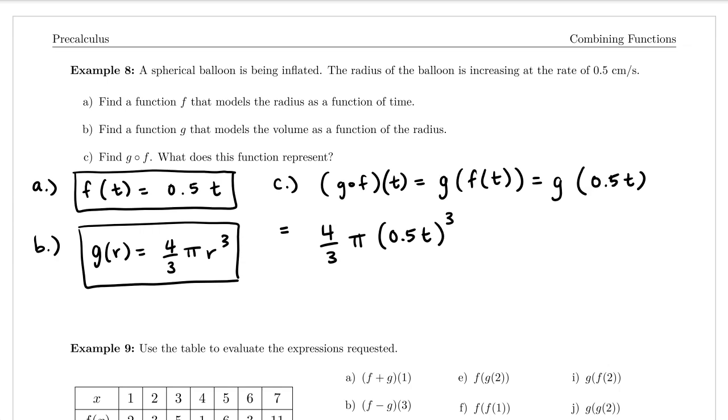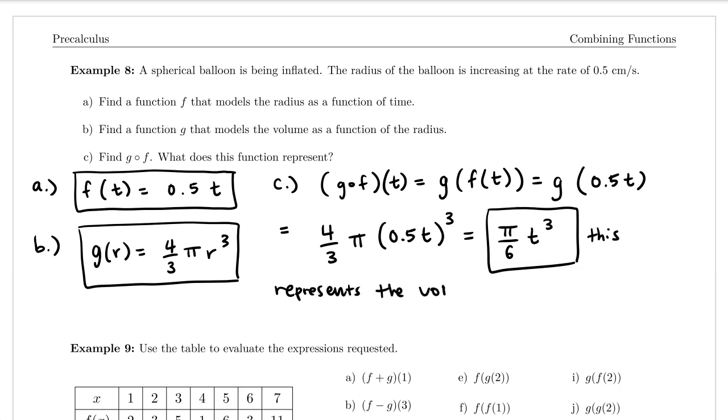And remember, 0.5 is the same thing as 1/2. And if I were to cube 1/2, that would be 1/8. And if we simplified the fractions, that would come out to pi over 6 times t cubed. And so this is our final simplified answer. Now, what does that represent? This represents the volume of the balloon in centimeters after t seconds.